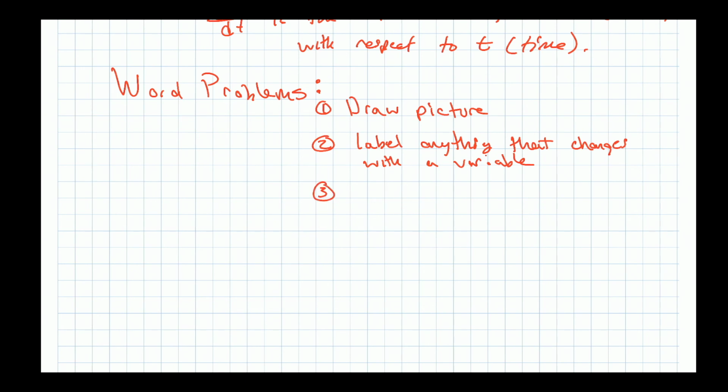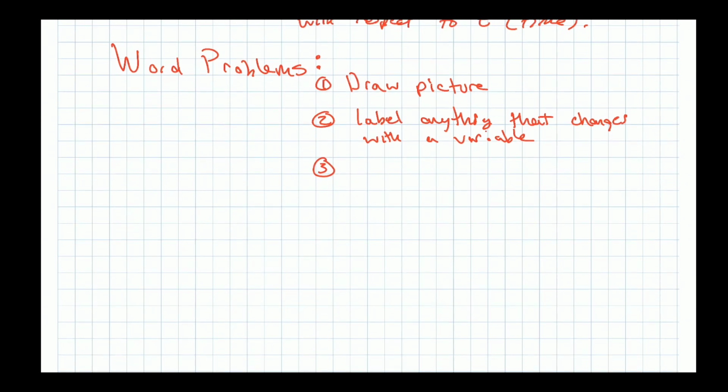All right. Now, before we take a derivative, we've got two things to do here. One thing we're going to do is label anything that changes with a variable. You also need to write an equation that relates your variables.